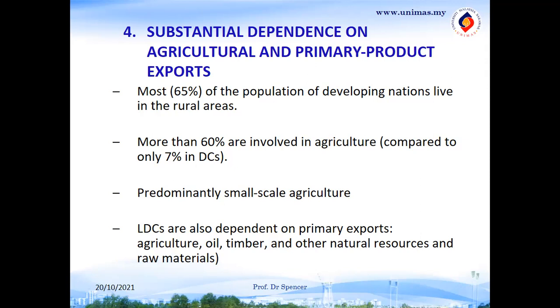Kalau dibandingkan negara sudah membangun or developed countries, only 7% of the people on average are involved in agriculture in developed countries. And another predominant thing about agriculture in the less developed countries, they are small scale, small scale agriculture. And less developed countries are also dependent on primary products, primary export, yaitu agriculture products, oil, timber, and other natural resources and raw materials.